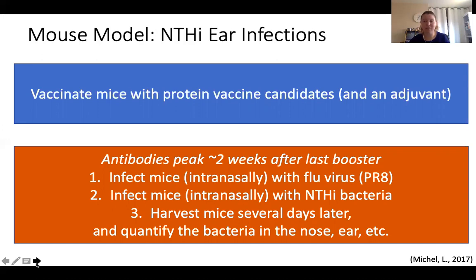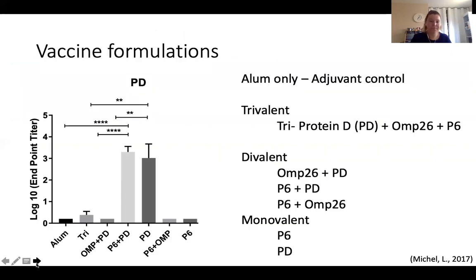Adjuvants are common in vaccines, and they help the vaccines continue to be stable for a longer period of time. So we found that antibodies peaked 2 weeks after the last booster, meaning that we wanted to take the blood samples 2 weeks after we gave them that third dosage. We then infected them with the flu virus and then the bacteria and harvested them once again.